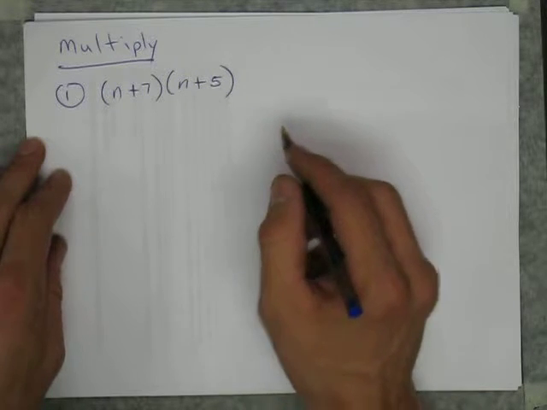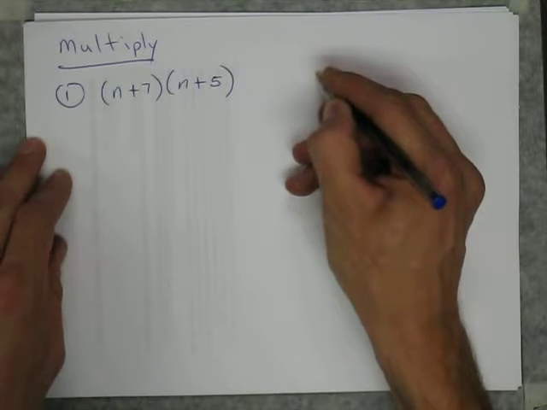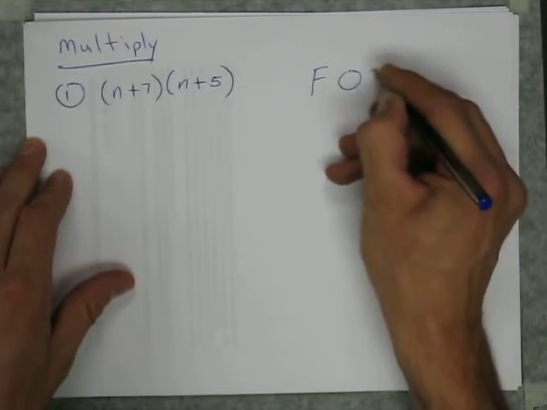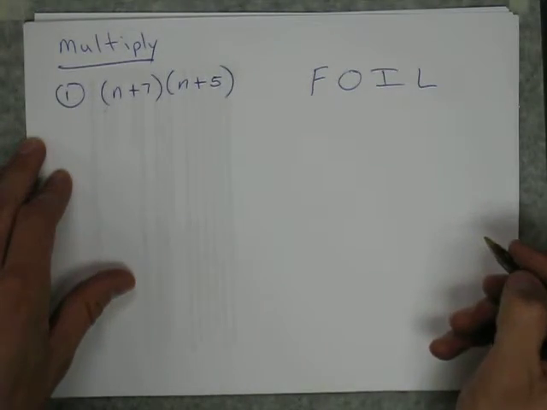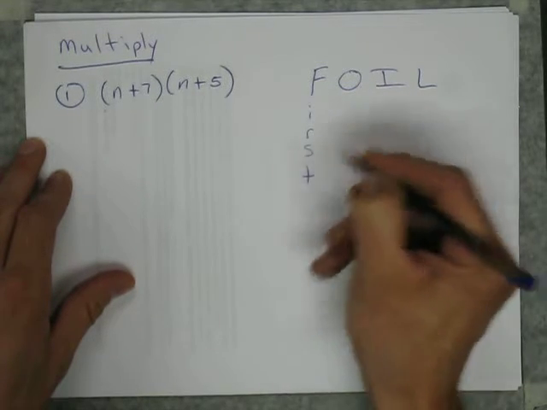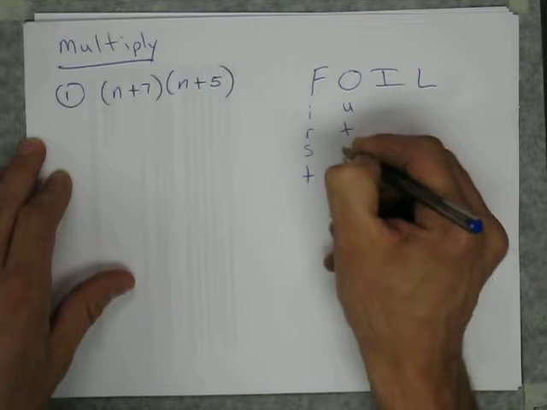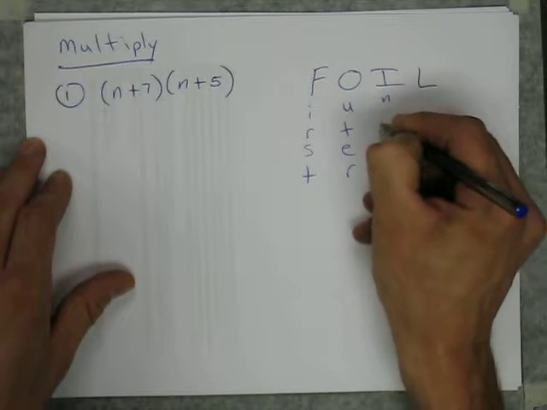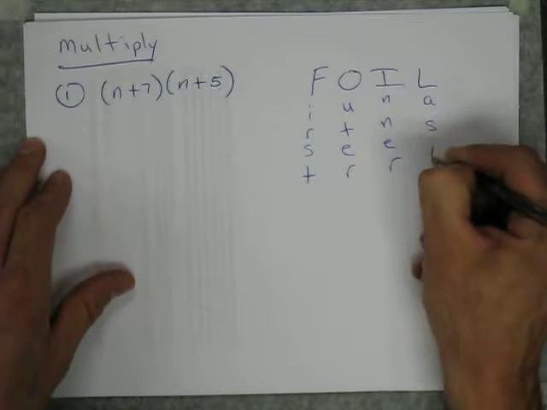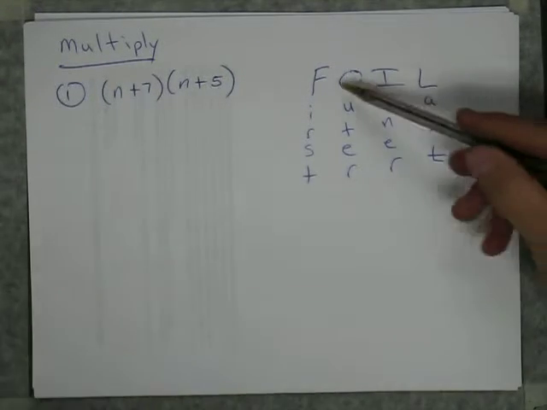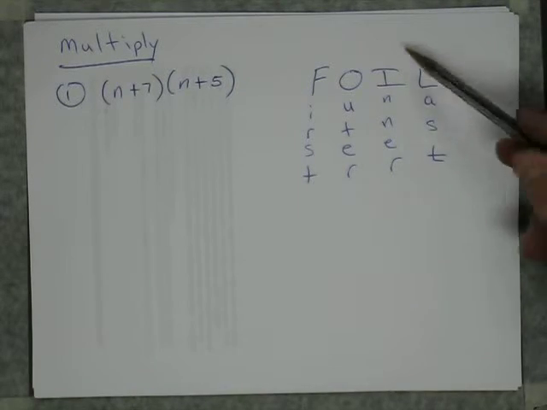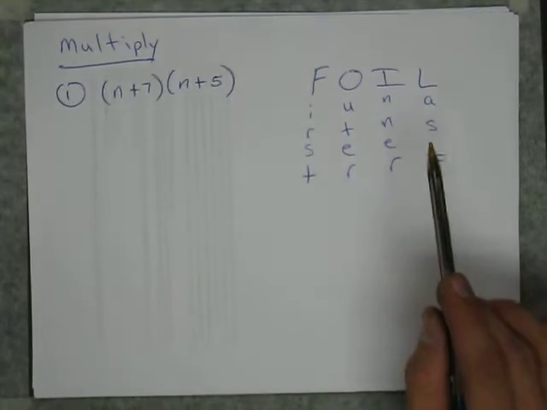What we're going to do is the FOIL method. So off on the side, I want you to write FOIL. It's an acronym, FOIL. What it stands for is first, outer, inner, and last. First, outer, inner, last, okay? We're going to use this acronym to multiply together.